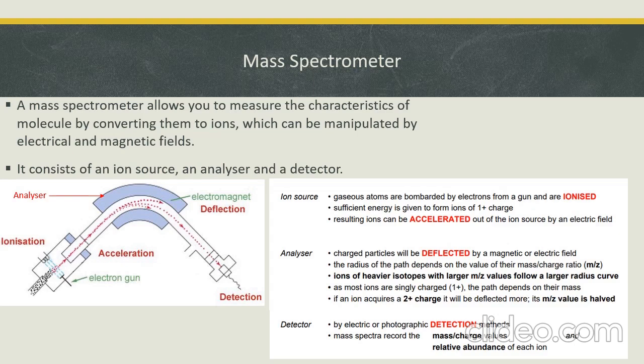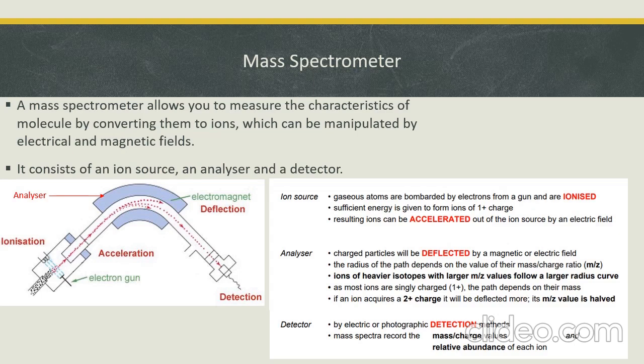Over here, I summarized it in simple bullet points. The ion source is where gaseous atoms are bombarded by electrons from a gun and are ionized. Sufficient energy is given to form ions of +1 charge, and the resulting ions can be accelerated out of the ion source by an electrical field. In the analyzer, charged particles will be deflected, and the radius of the path depends on the value of the m/z, mass to charge ratio, which I'm going to explain in the next slide.